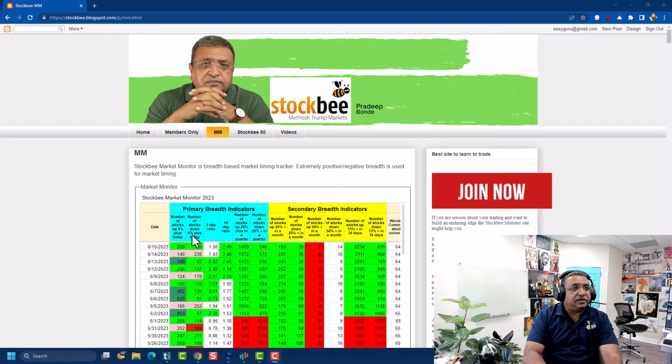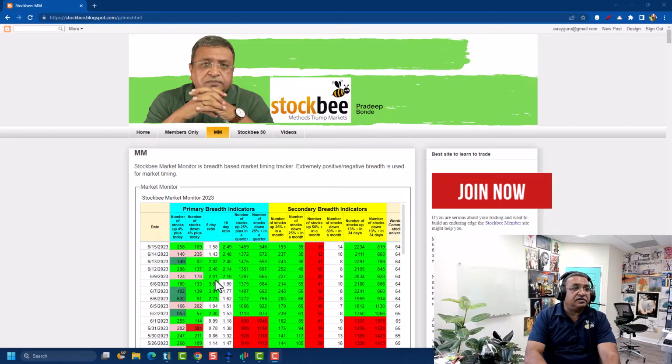This is a market monitor. It daily tracks the number of stocks which are having a 4% plus breakout. It tracks the number of stocks which are down 4% plus. This 5-day ratio is 5 days of this divided by 5 days of down days. So you see 2.49. This 10-day ratio is similarly 10 days of this divided by 10 days of that.